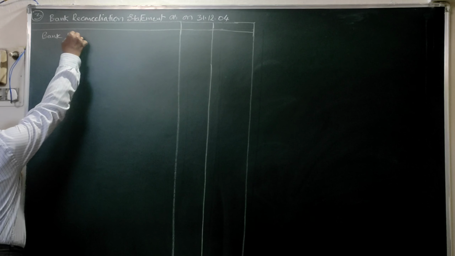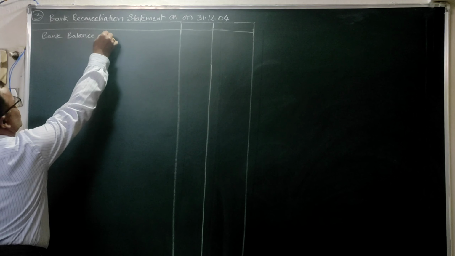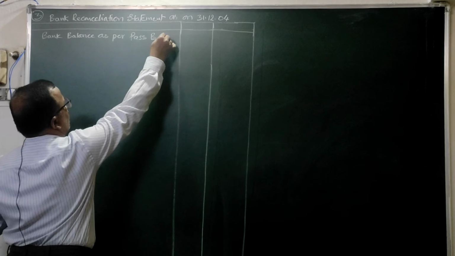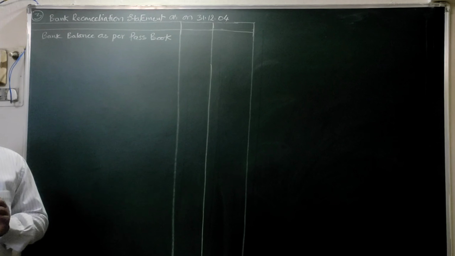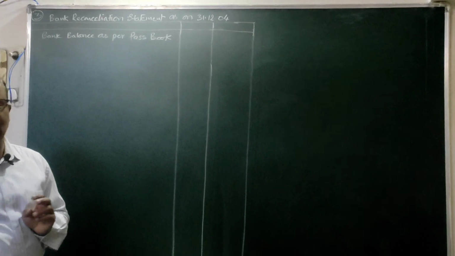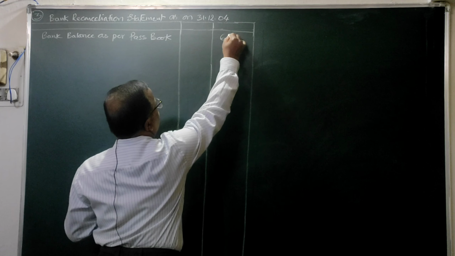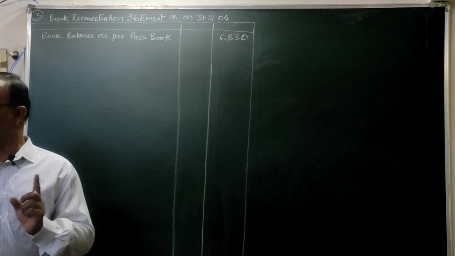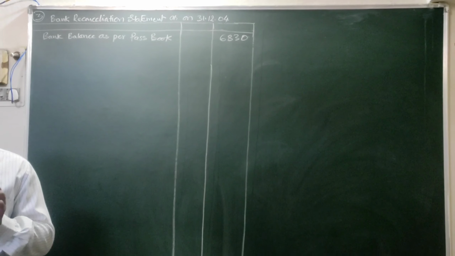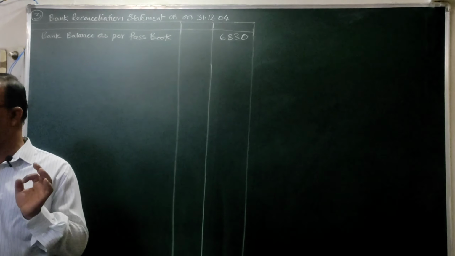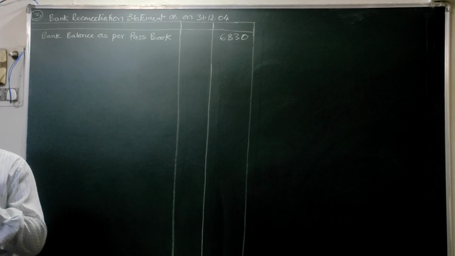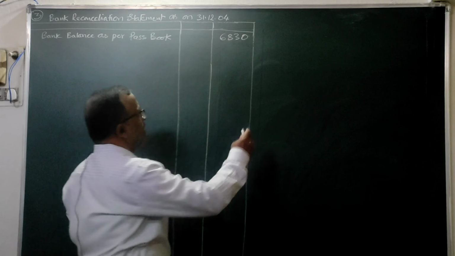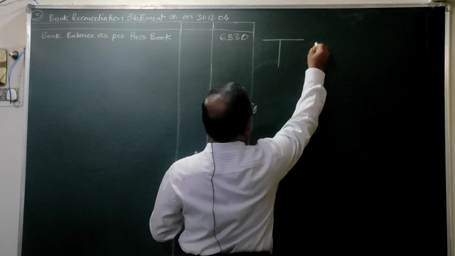Okay, so as per passbook, how much has he given as bank balance? 6,830. So 6,830 we have taken here. Then next transaction, you see, checks sent to bank for collection amounting to 5,000, out of which only checks worth 3,800 were collected. So what he says, see, let's do one working note for this.